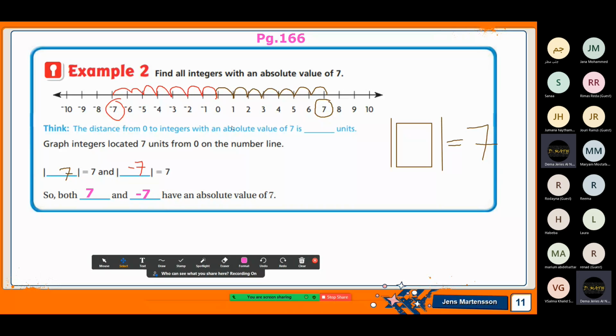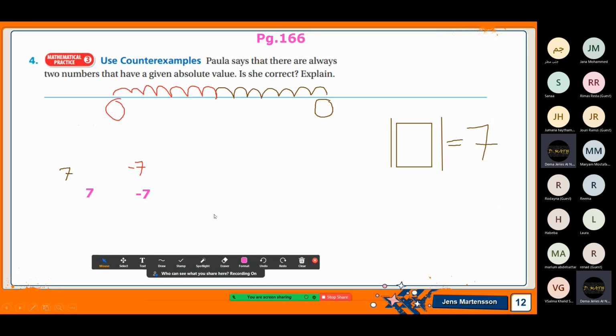What is the number whose absolute value is negative 3.5? Sorry, positive 3.5. Positive 3.5, negative 3.5 and 3.5. And positive. Yeah, that's it. Got it now? Yes, thank you. Okay.